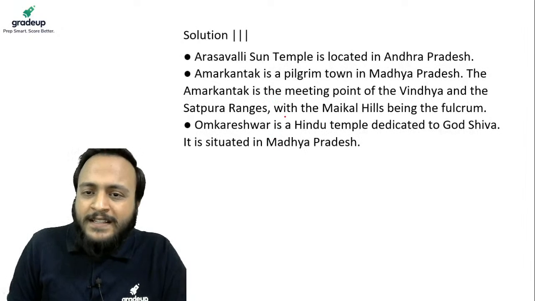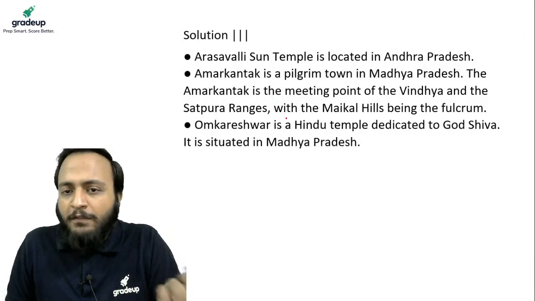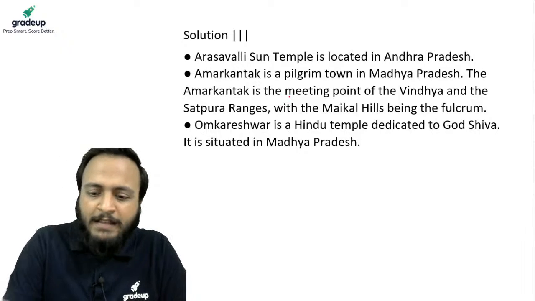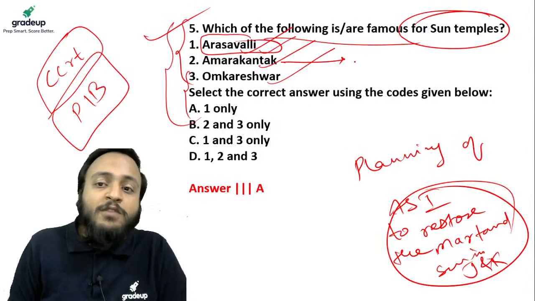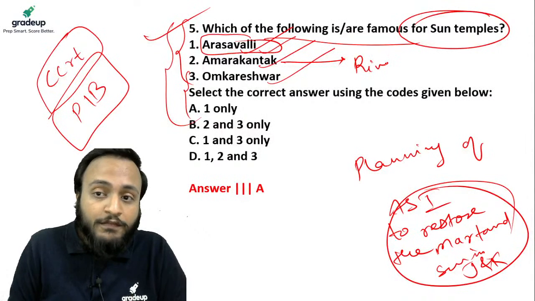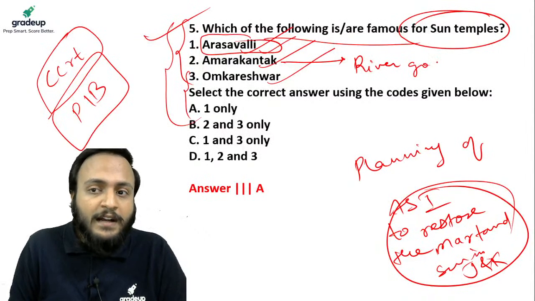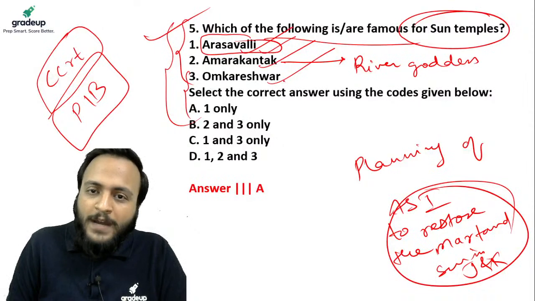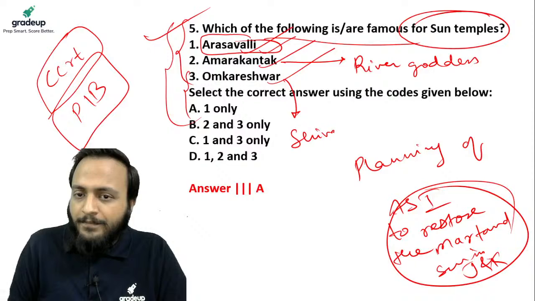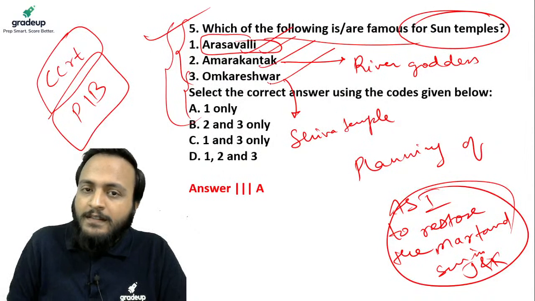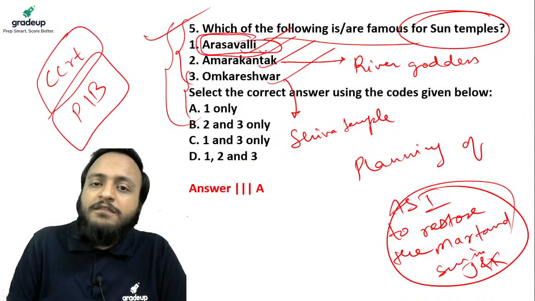However, other places are famous for different types of temples. For example, Amarkantak is in Madhya Pradesh, and it is famous for the temple of the river goddess Narmada. Omkareshwar is famous for the Shiva temple. However, Arasavalli is famous for the Sun temple.